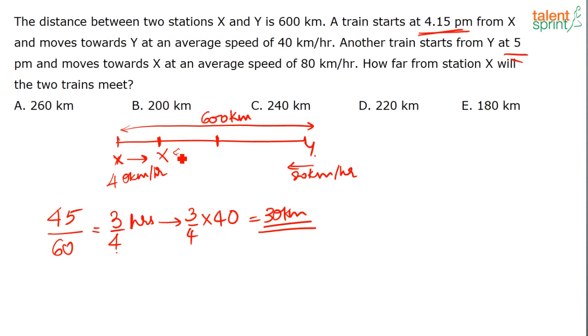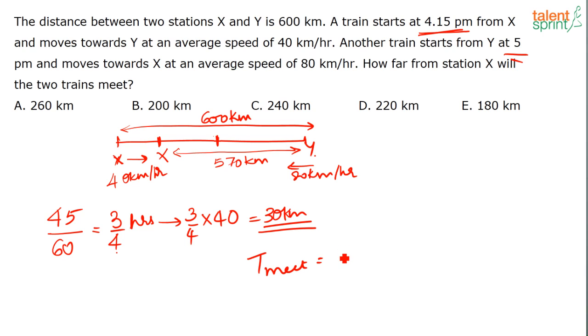Now, what is the distance between them now? The distance between them now is 570 kilometers. So before they meet, these trains have to travel this 570 kilometers. This is traveling at a speed of 40 kilometers per hour and this is traveling at a speed of 80 kilometers per hour. So when will they meet? They will meet at the time at which both the trains meet. I am considering this 570 kilometers distance now.